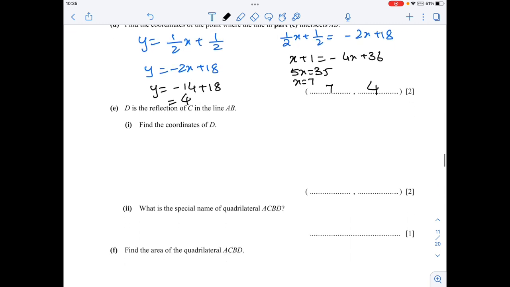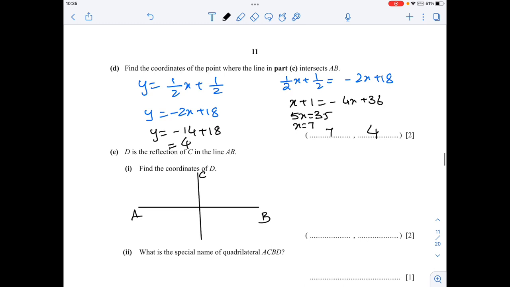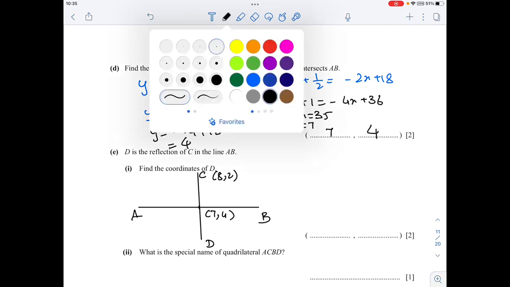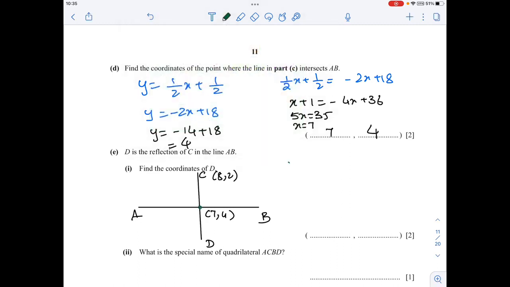D is the reflection of the point C on the line AB. So this one was line AB, and we have found the perpendicular bisector of C. Now point C was (8, 2). They do intersect at (7, 4). He is asking for D. So obviously (7, 4) is the midpoint of CD. So let D be (x, y). So the midpoint should be (8 plus x upon 2, 2 plus y upon 2).